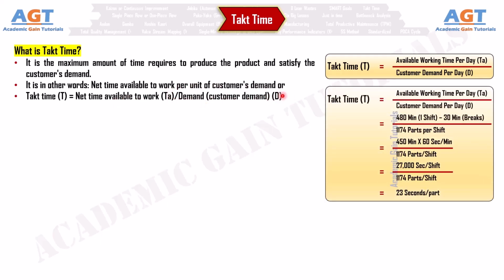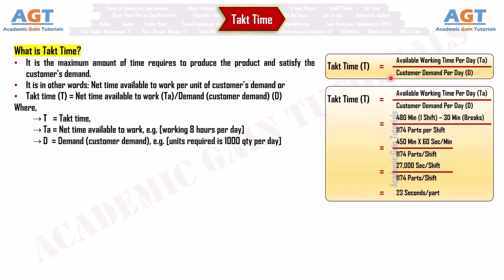In the equation, T equals takt time. TA equals net time available to work, for example, working 8 hours per day. D equals demand, or customer demand. For example, units required is 1,000 quantity per day.